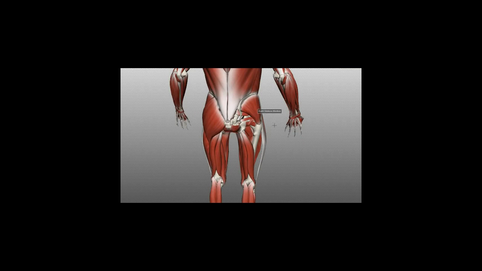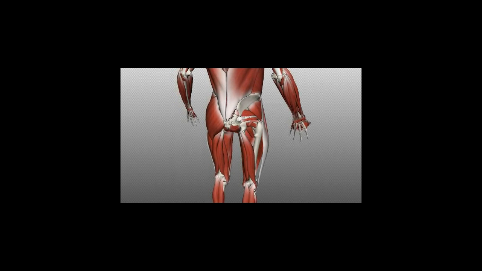So when it contracts, it abducts at the hip joint. So just under the gluteus medius you've got the gluteus minimus. So as the name suggests, this is the smallest muscle of the gluteal region.